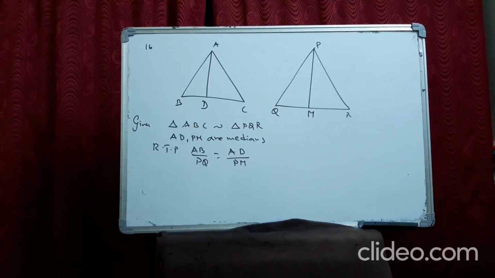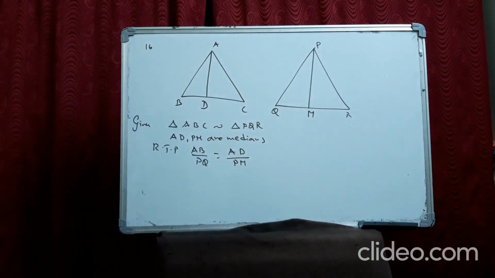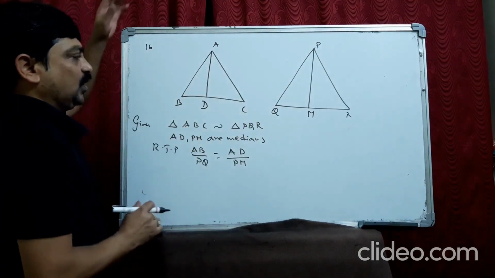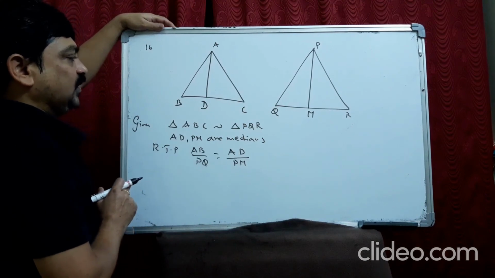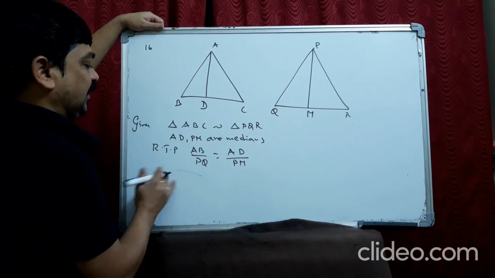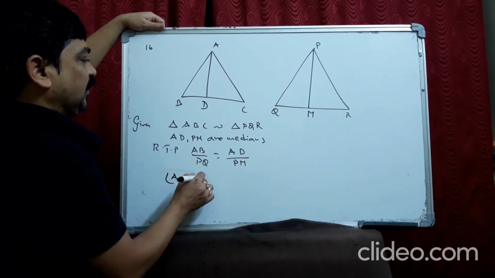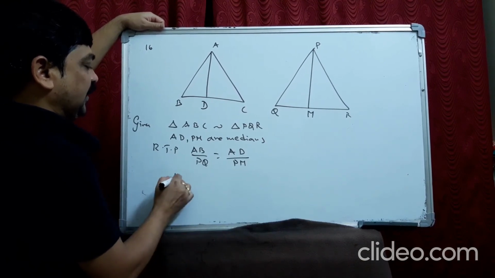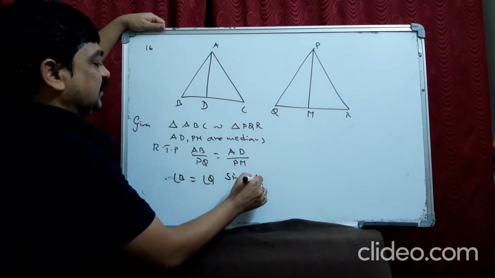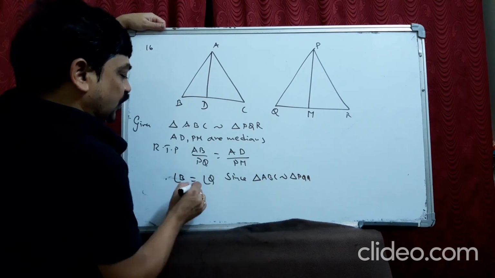But in this one, you are given that there are two similar triangles and medians are also given. Now you are asked to prove that AB by PQ is equal to AD by PM. Given these two triangles are similar, the first angles are equal. Angle A is equal to angle P. But we need here only angle B. Angle B is equal to angle Q since triangle ABC is similar to triangle PQR. So we use this later.